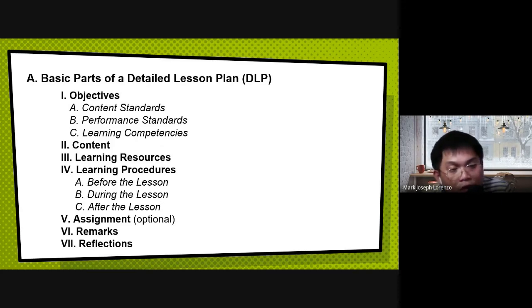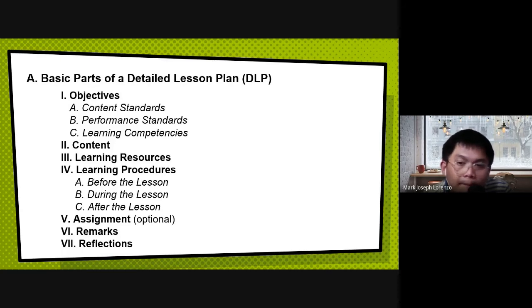Sa Roman number 4, we simplified those parts ng learning procedure into 3, pero yan ay may sub-items, no? Sa ibang school, ang ginagamit nila ay as simple as pre-lecture before the discussion, lecture, lesson proper, or discussion proper, post-lecture after the discussion.